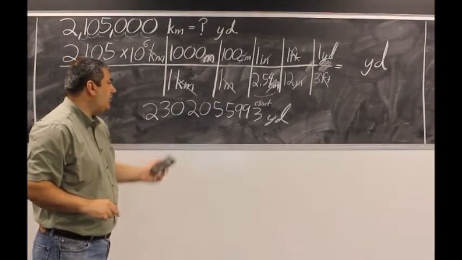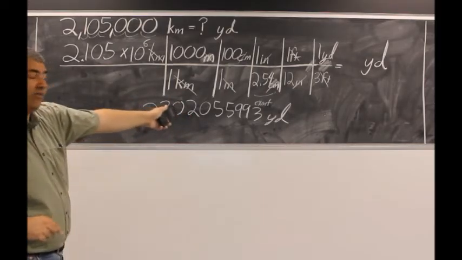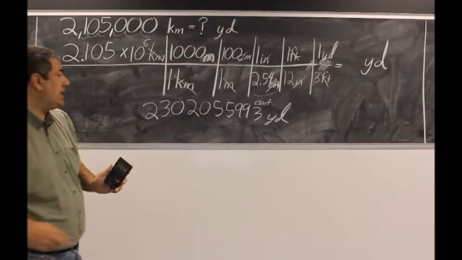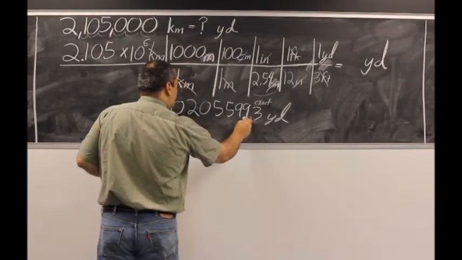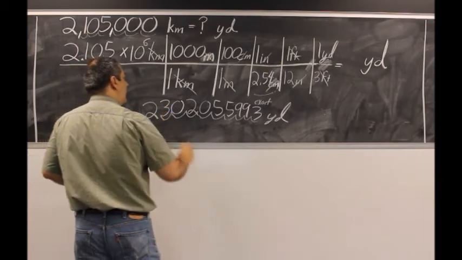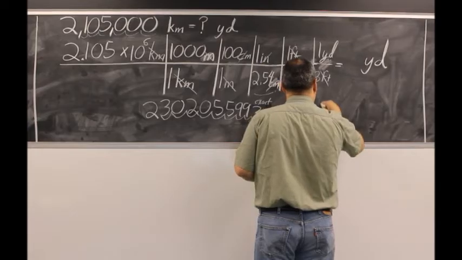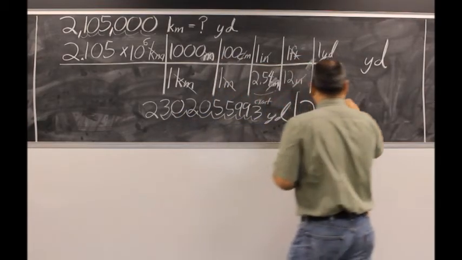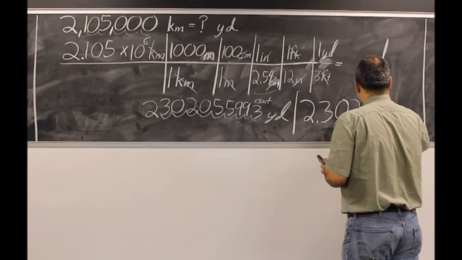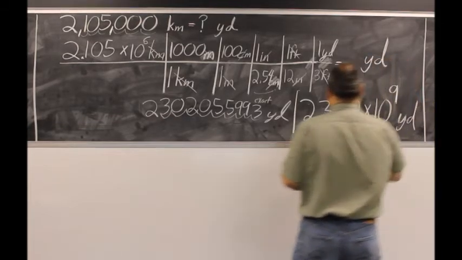Now, I've intentionally written it out this way because that's how my calculator spits out the numbers. But that has a lot more than 4 significant figures. So what you want to do at this point is convert it to scientific notation. So 1, 2, 3, 4, 5, 6, 7, 8, 9. So my final answer, 2.302 times 10 to the 9th yards.